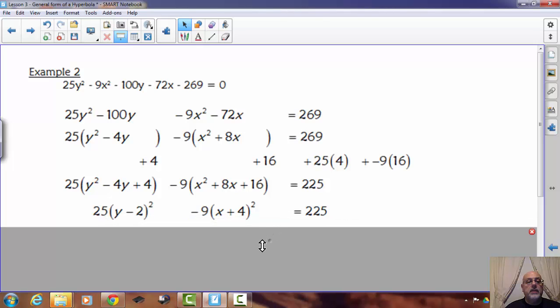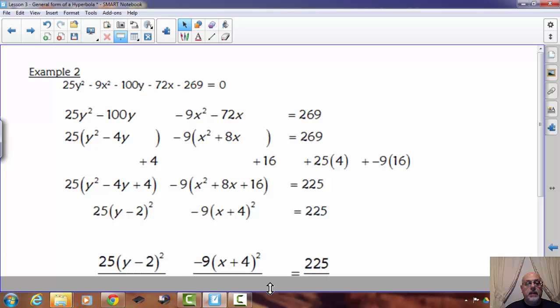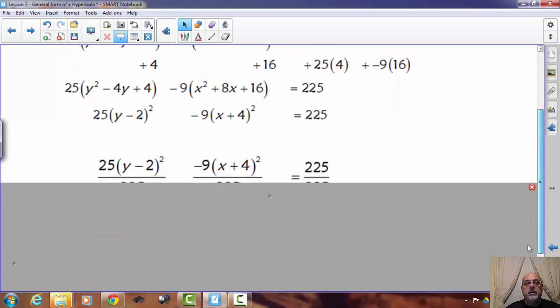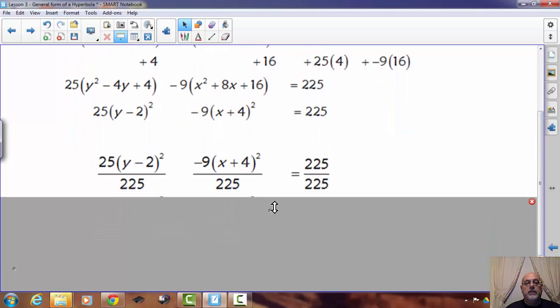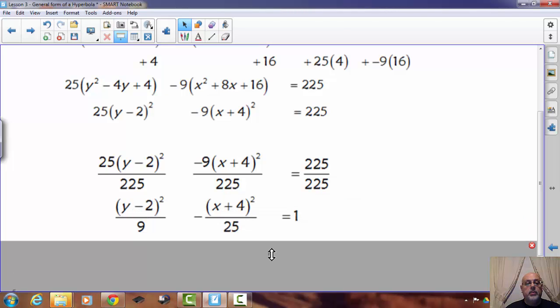What I did here, which is different than the first example, before dividing by what's on the right side of the equal sign, I took these parentheses and made the binomial squares out of them. Now, let me scroll down. I'm getting used to the pen a little bit better here. Now I'm going to divide everything by 225. So we wind up with y minus 2 squared over 9 minus x plus 4 squared over 25 equals 1. There's the equation of our hyperbola.